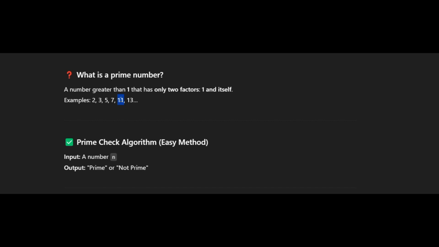See 11. If we calculate 11, is it prime or not? So our example is: is 11 prime or not? Our definition says a prime number only has two factors, one and itself. So our question is, is 11 prime or not?